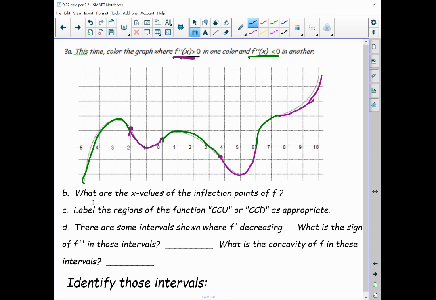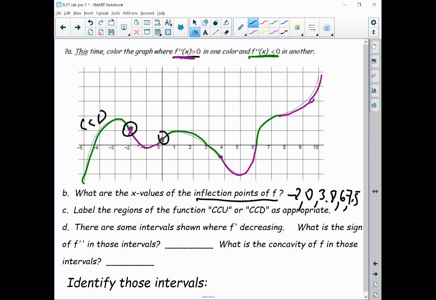So let's answer these questions. What are the x values of the inflection points of f? Well, that's where my colors are going to meet. So negative 2, we'll say 0. I'm going to say 3.8. If you said 4, again, we're estimating, it's not going to be 100% accurate, so just try your best. 6. And 7.5. Label the regions of the graph CCU or CCD as appropriate.